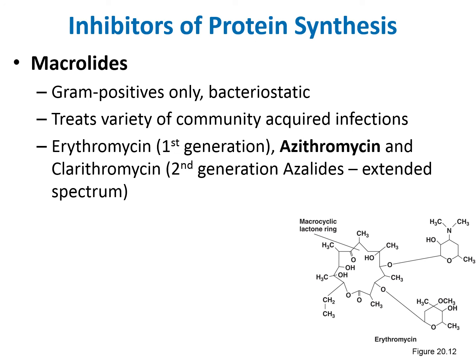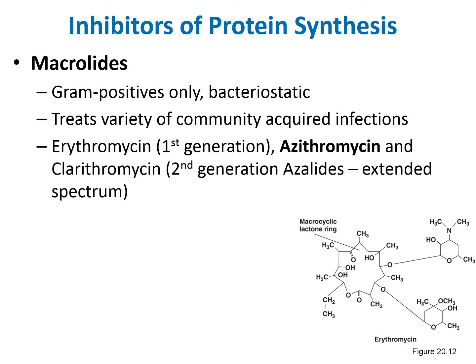Your second generation macrolides are called azolides, and they have an extended spectrum. So they're going to kill not only gram-positives, but they also kill some gram-negatives. And I bet you are familiar with one of these already. So azithromycin, if you've ever had a Z-Pack, this is the drug that's in that Z-Pack. It is a macrolide. Okay, it's one of the second generation macrolides, and again, it has an extended spectrum. And clarithromycin is another second generation drug.